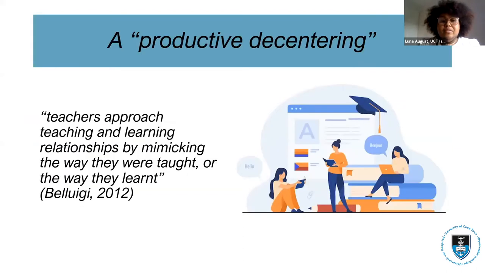Dina Beluigi was an academic, I think is still an academic, I'm not sure, at Rhodes University, currently known as Rhodes, wrote this chapter on provoking ethical relationships, which speaks to teachers approaching teaching and learning relationships by mimicking the way that they were taught or the way that they learned. This provided me with a starting point for my thinking, but with some introspection and reflection, the choice that I made was to not uphold the teaching styles that I've experienced.